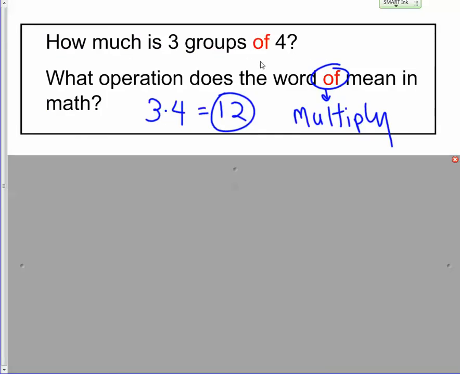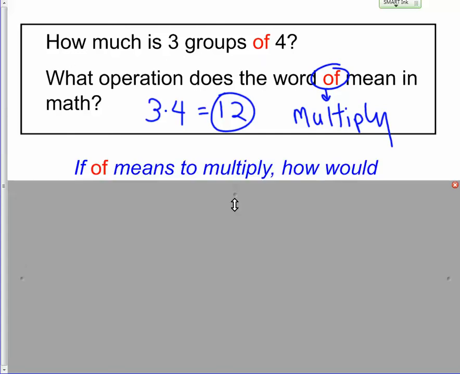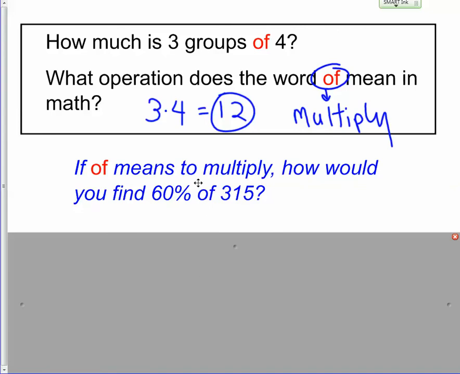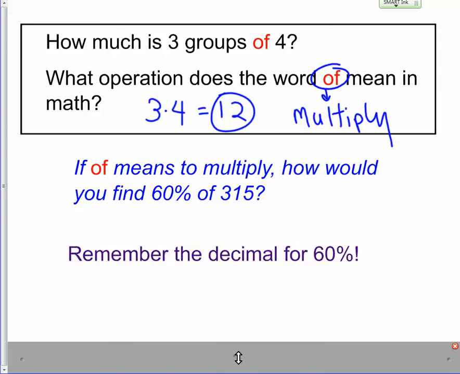So again, why does of mean multiply? Well, if I said I have 3 plates with cookies on it, and each plate has 4 cookies, you all knew that 3 groups of 4, 3 plates with 4 cookies on each plate is 12 cookies. So of always means to multiply, whether it's 3 groups of 4 or a half of a group of 4. 1/2 times 4 is 2, and 3 times 4 is 12. In mathematics, of always means to multiply. So then I had you check that out by using your calculator. 60% you put in your calculator is 0.6 times 315, and you all got 189. So it worked.